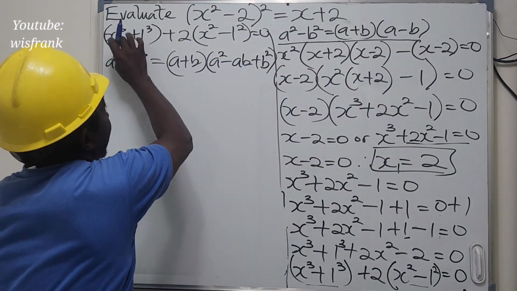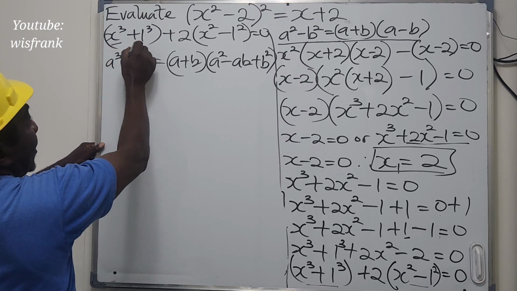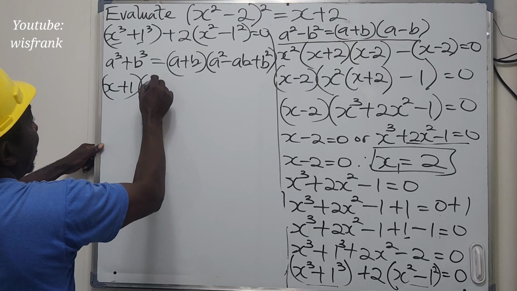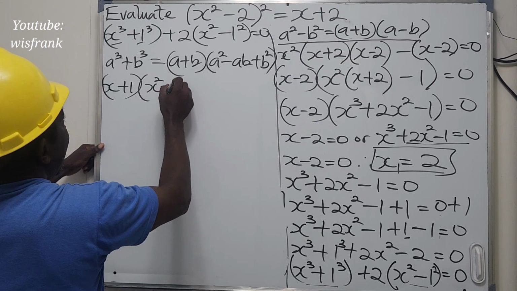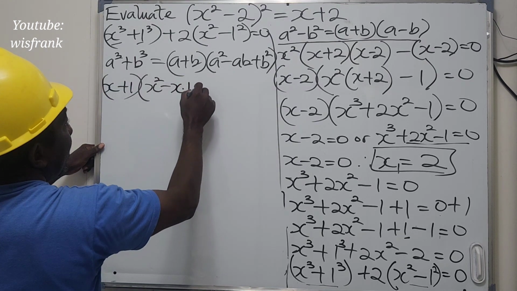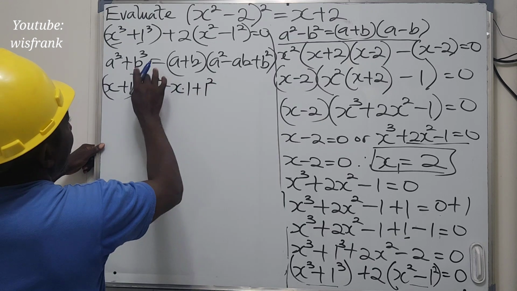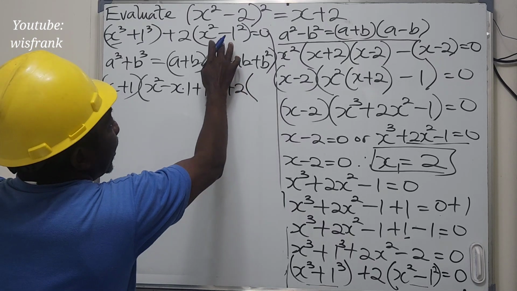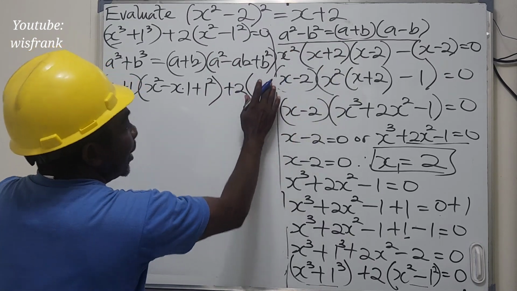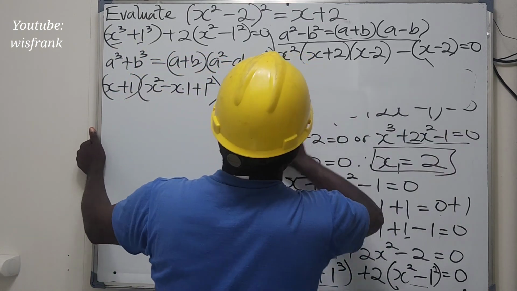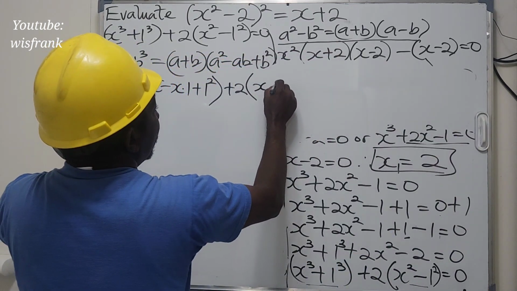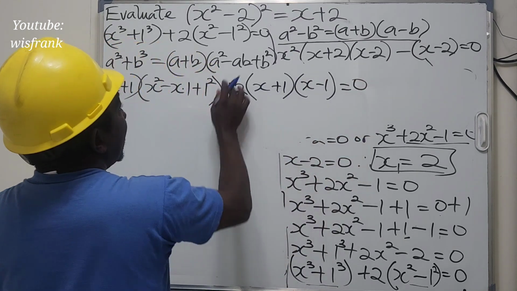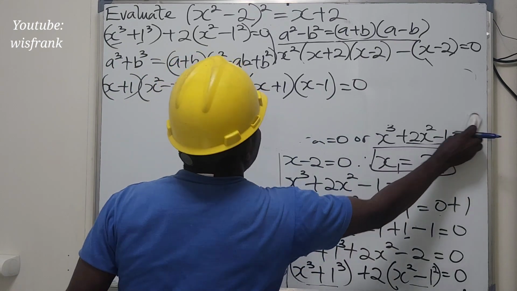So expressing this in this format, this is our a and this is our b. This will become x plus 1 into x to the power of 2 minus our a, which is x, times b, which is 1, plus 1 to the power of 2. That is for this first parenthesis. So we have plus 2 into, expressing this in this format, x plus 1 into x minus 1, all equals to 0. That is what we have.